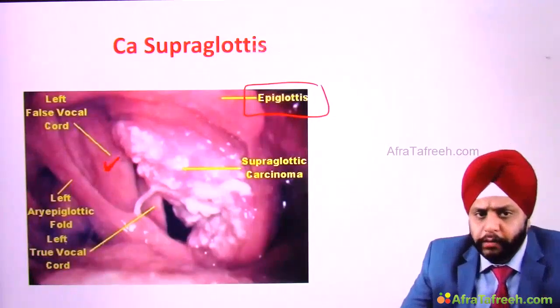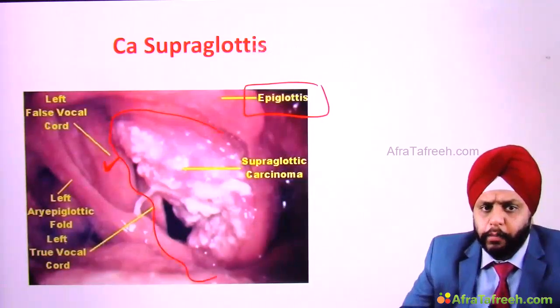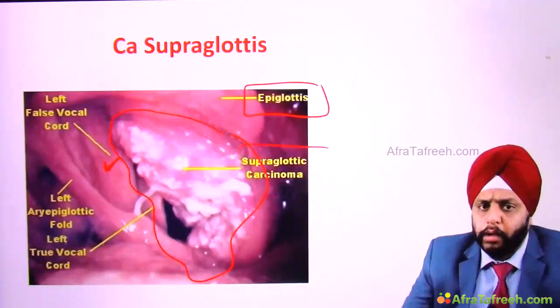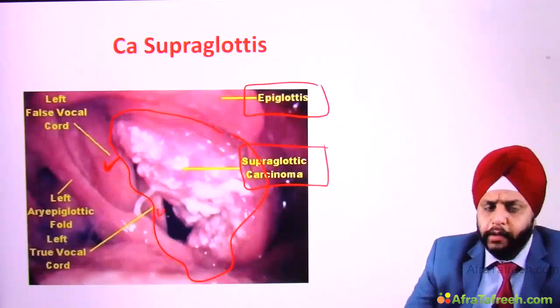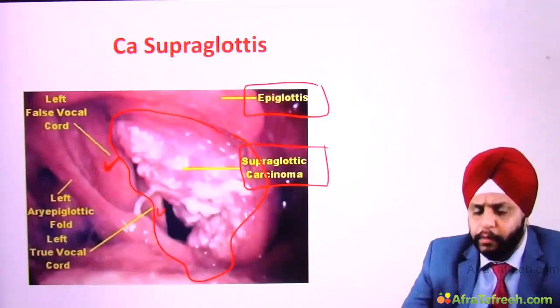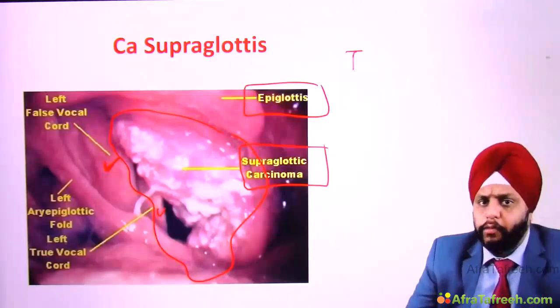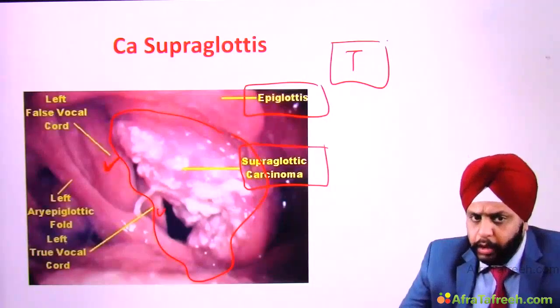So on the left side you can see, but on this side, this all is covered with this ulcerative mass. Okay, so this is supraglottic carcinoma, right? The vocal fold of the left side is visible, on the right side it is not visible. Now, to call it staging, we have to know whether the vocal fold is fixed or mobile, right?